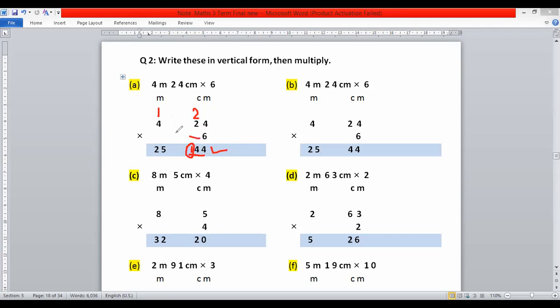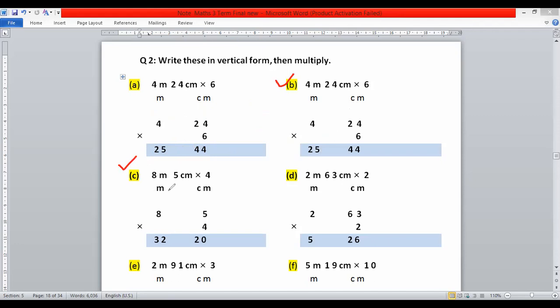So after that we multiply 6 by 4. 6 fours are 24. 6 multiplied by 4, that is equal to 24. And after that we add this carry. This is 1 meter. 24 meter plus 1 meter, 25 meter. 24 plus 1, 25. So we write here 25. In this way you can solve part B, part C.